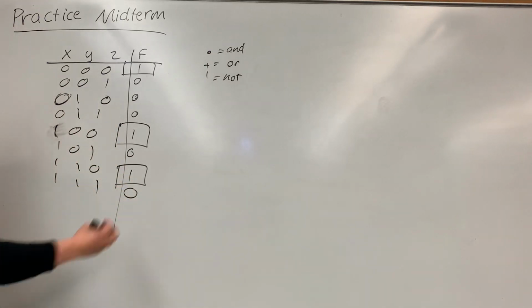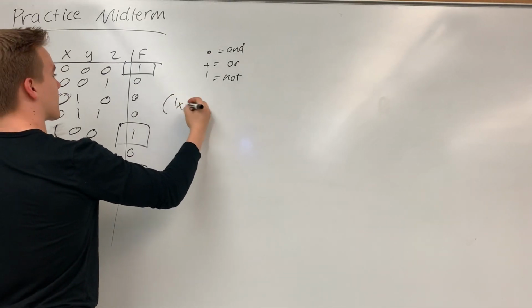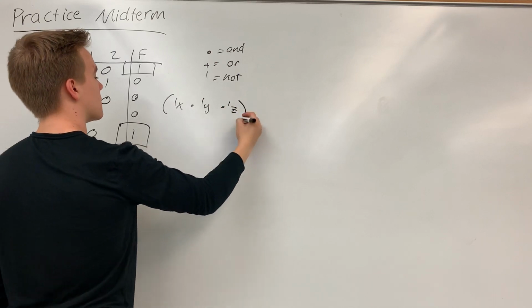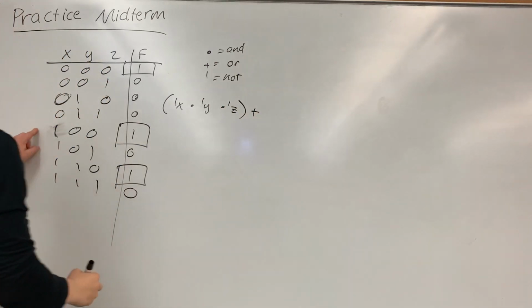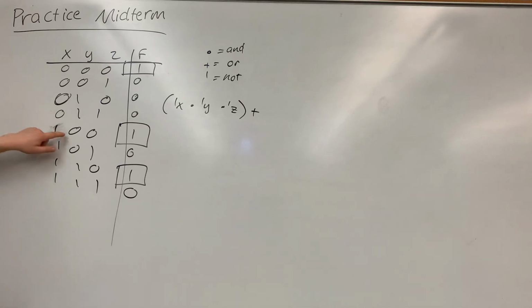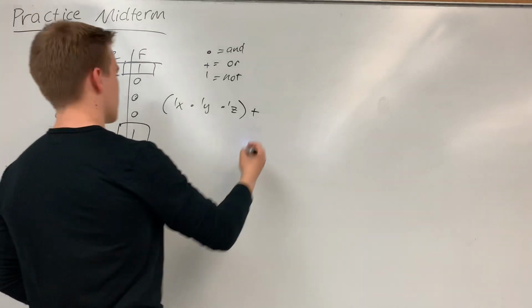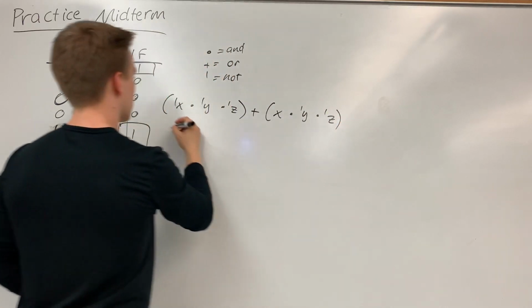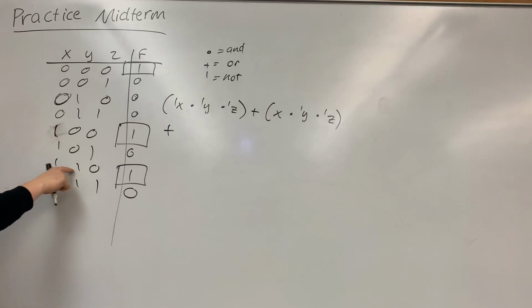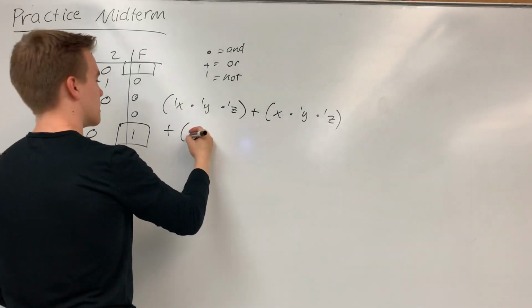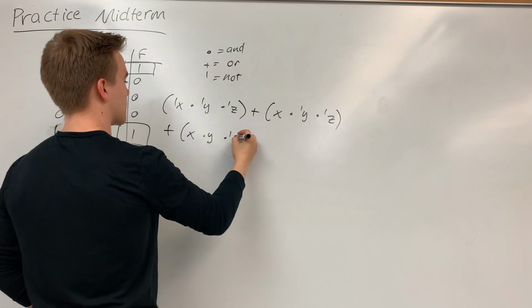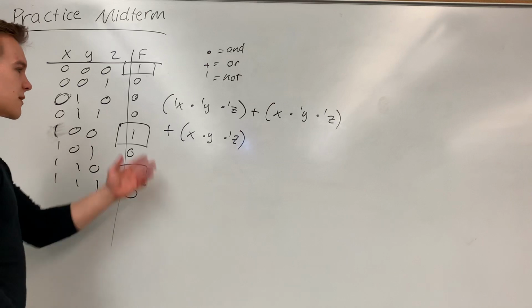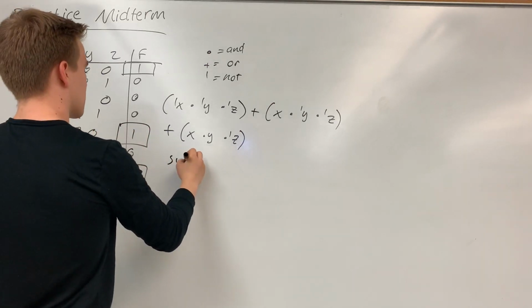So I can write something like not x and not y and not z, plus the next row is x and not y and not z, plus, then the last one is x and y but not z. So here's a completely fine Boolean expression to represent this. I would justify using sum of products.